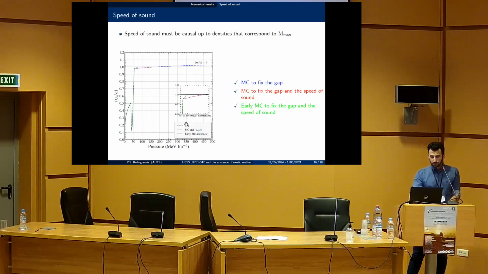and even in some cases the production of positrons. Another quantity of interest is the speed of sound, which must be causal up to the densities, at least the densities that correspond to the maximum mass configuration. And if we consider here with the blue color the equation of state with a kaon condensation, we can see from this figure that it quickly exceeds the causality limit. So to avoid the acausal behavior at high densities, we employ two approximations, a Maxwell construction to fix the gap, as we already said, and the speed of sound later, and also an early phase Maxwell construction at lower densities, and again fix the gap and the speed of sound.